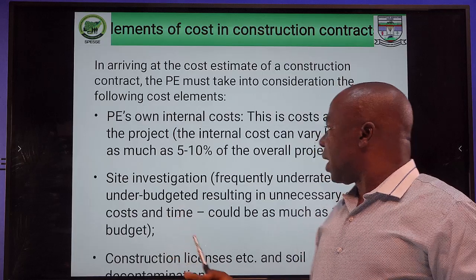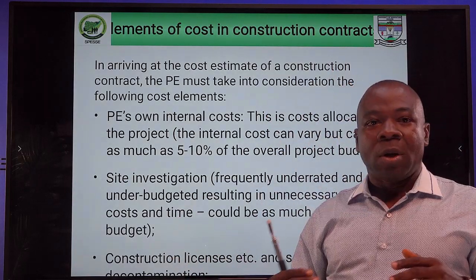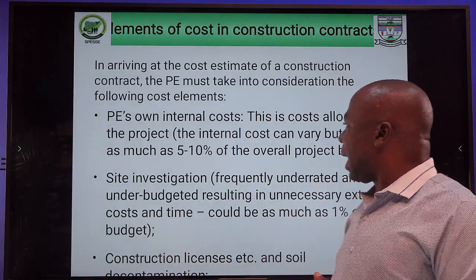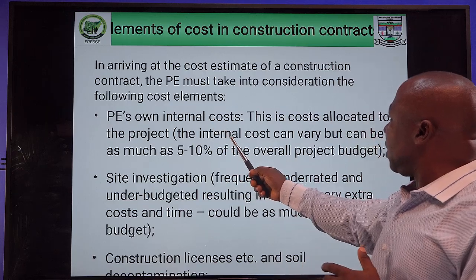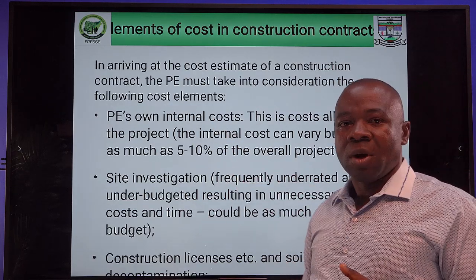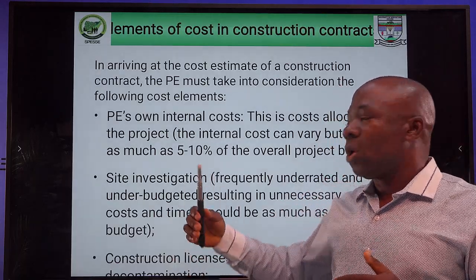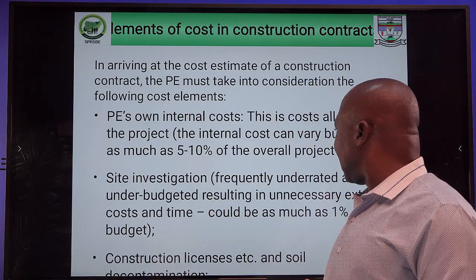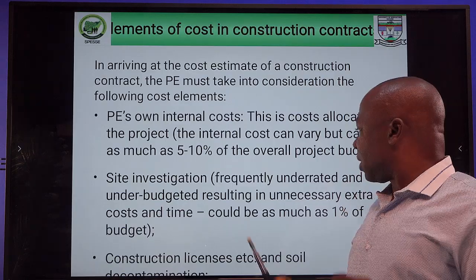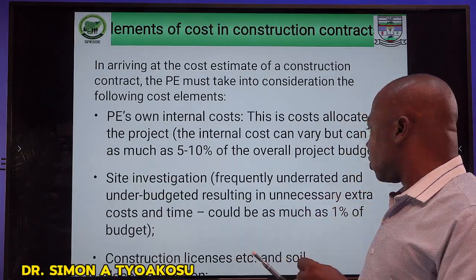Then for site investigations, these are individual cost elements in construction works. We have discussed the issue of the procuring entity's own internal costs, then site investigations. Before you carry out procurement on a particular site, you also need to do an investigation on that site. This is frequently underrated by most persons that go into procurement. But you expect that between 1 and 2% of the project costs will be tied to this.